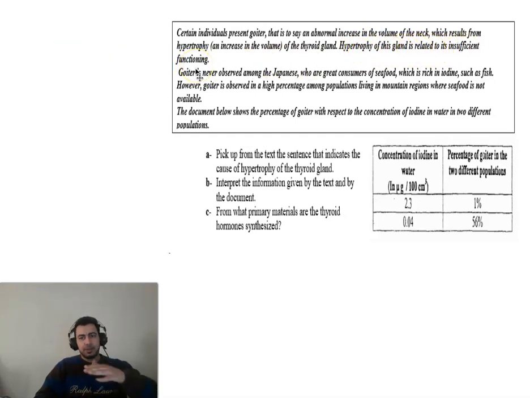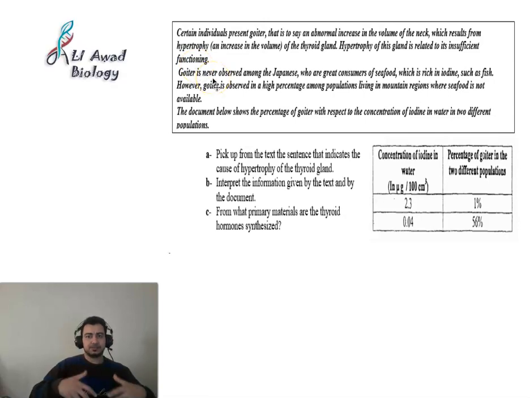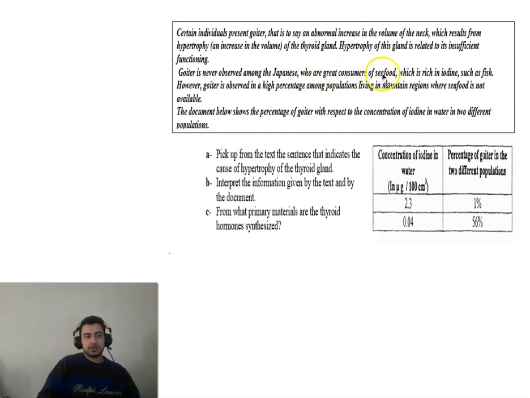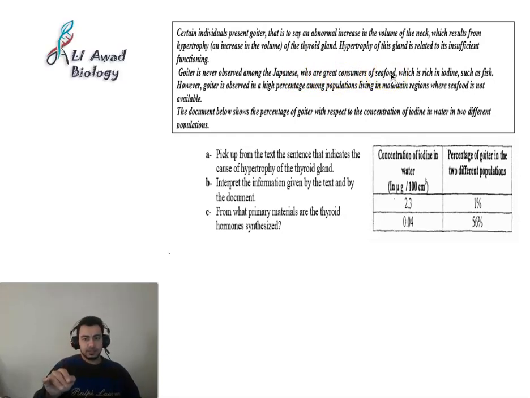When the thyroid gland makes hypertrophy, it stops working well. Goiter is never observed among the Japanese, who are great consumers of seafood. Japanese don't have goiter. Okay?